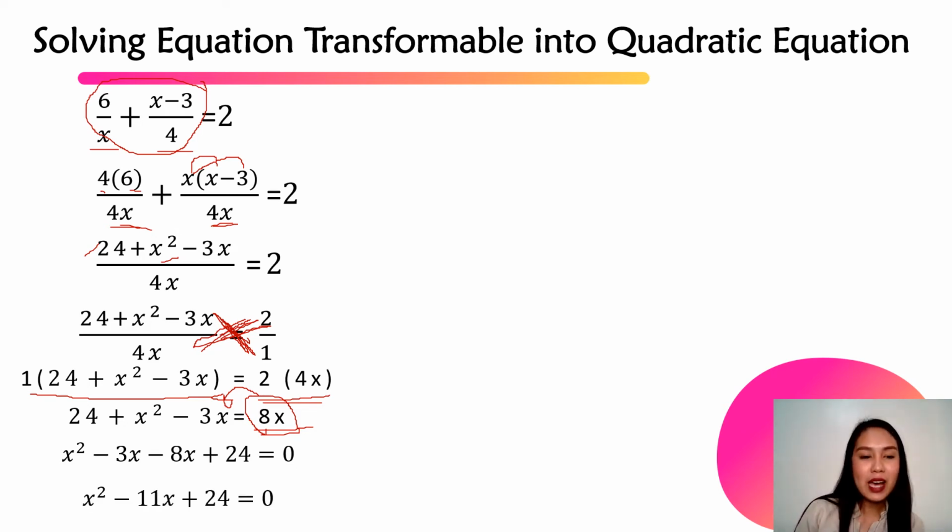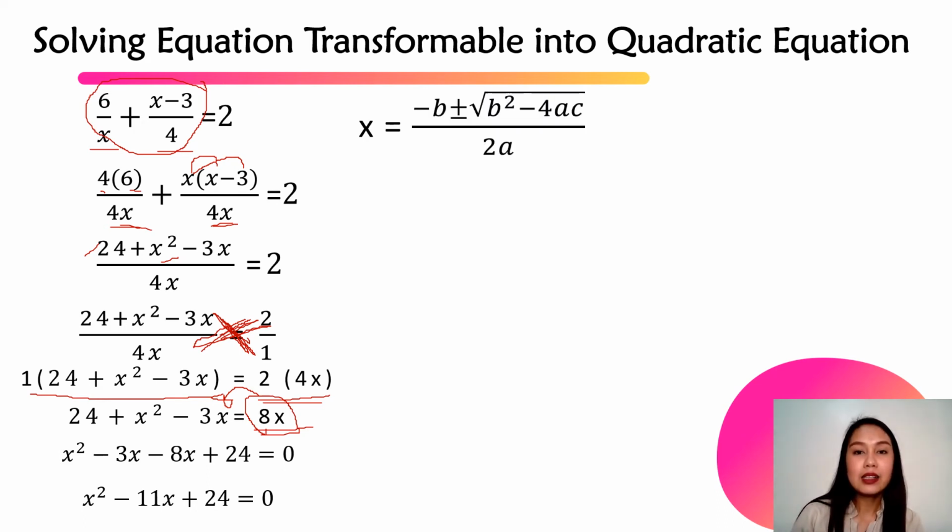Now simplify that. We'll have x squared minus 11x plus 24 equal to 0, which is a little bit more familiar to us. This is a quadratic equation. Now to solve this, there are several ways to solve a quadratic equation. As we can remember from the past week's lesson, we can use the quadratic formula, completing the square, extracting the roots, and factoring. But let's use the quadratic formula.